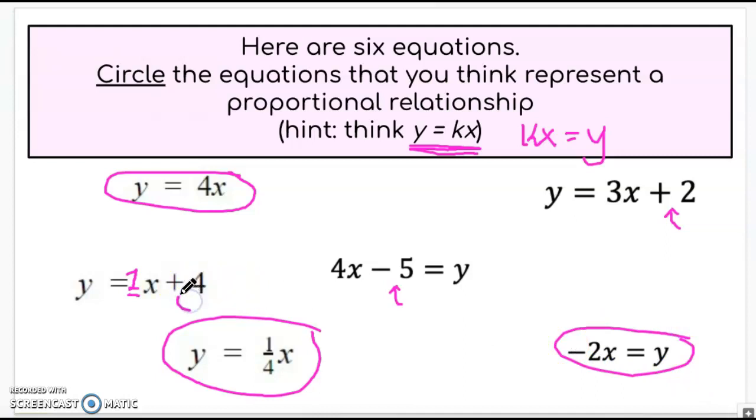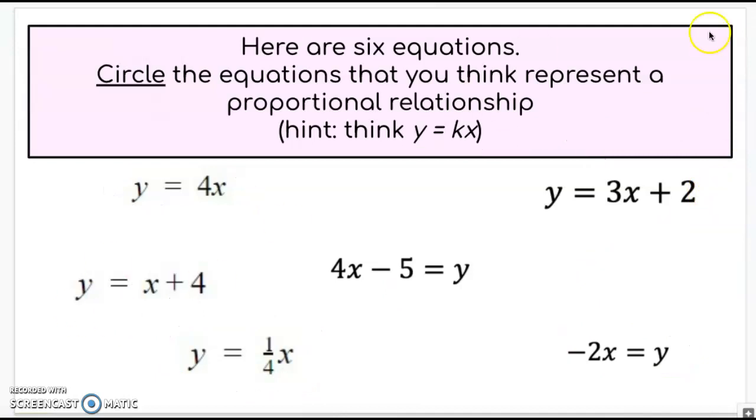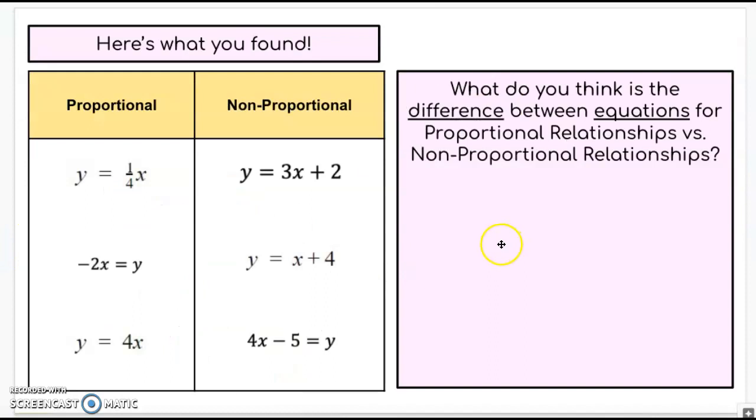So notice what's similar between these 3 circles and what's different between these ones, proportional versus non-proportional. You can write this down right here if you want. You don't need to. Take a look. This is what we just decided. These are the proportional equations. These are the non-proportional equations. What do you think is the difference? How can we tell if an equation is proportional or non-proportional? Tell me what you think.